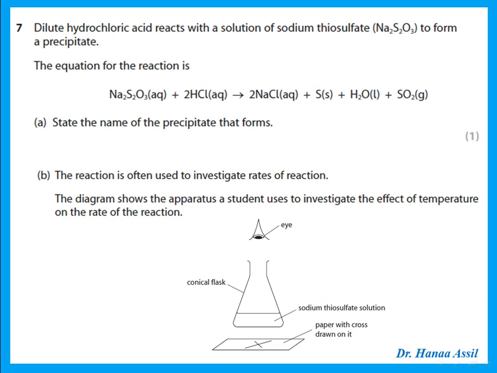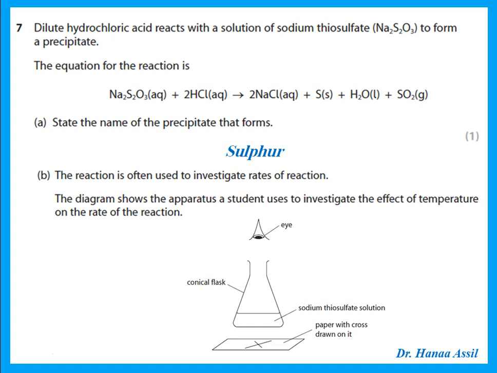Question 7 says, dilute hydrochloric acid reacts with a solution of sodium thiosulfate to form a precipitate. Remember that this reaction is mentioned many times when we use it to determine the rate of the reaction, because sodium thiosulfate reacts with hydrochloric acid to form, can you see which one is the precipitate? He's saying state the name of the precipitate formed. Precipitate means the solid that is formed. Which one is solid? Sulfur. The S is a solid. That is the precipitate that forms.